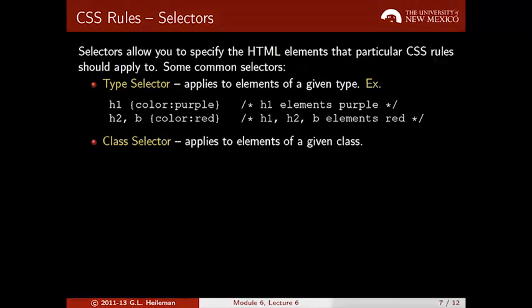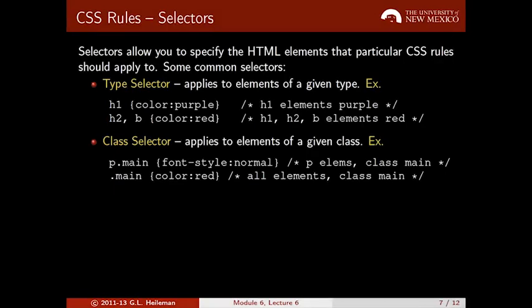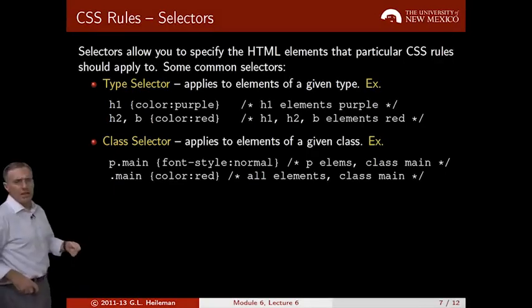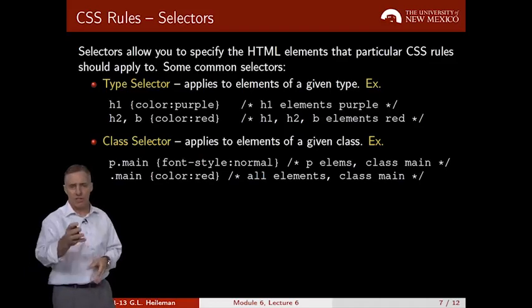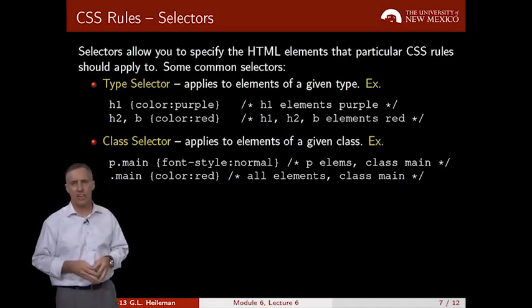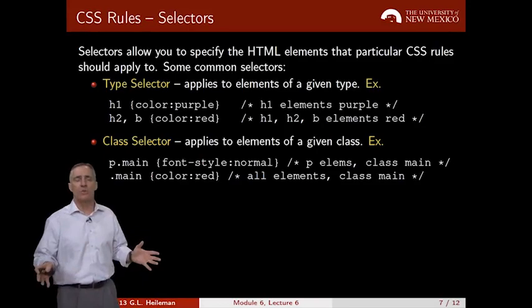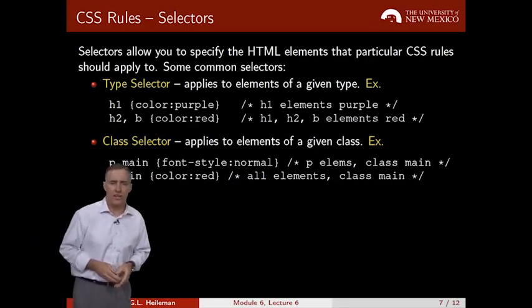There's also a class selector, and I've showed you this one, right? So type selector, class selector. Here's 2 ways you can apply it. P.main means that all paragraph elements with class main will be styled in the way that I've shown. And the second one, all elements with class main will be styled in the way that I've shown.